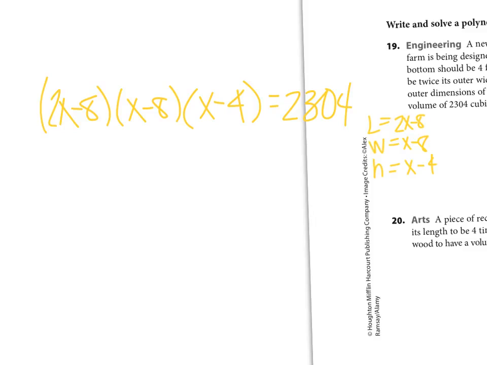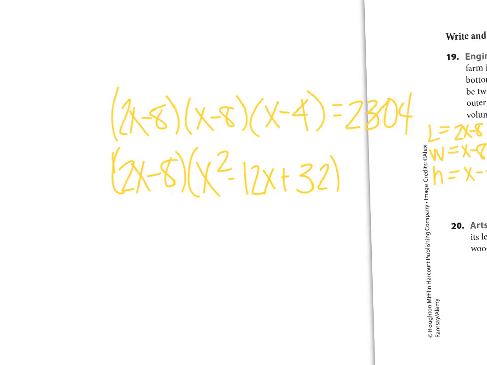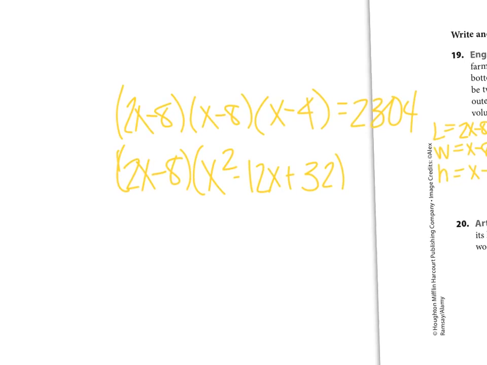Do we know how to multiply all of that? It is very unfortunate. We can FOIL. I know how to do this part quickly in my head. X minus 8 times X minus 4 is x squared minus 12x plus 32. And I know, again, this still equals 2,304. And what do you do with these two pieces? Multiply them. Do you know how to do that?